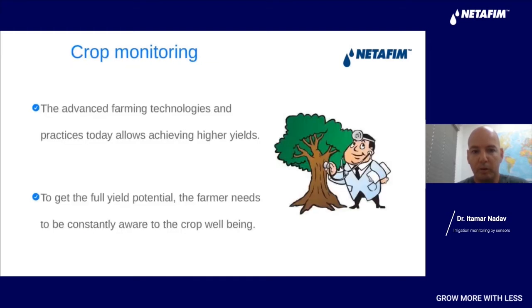About crop monitoring, the advanced farming technologies that we have today allow farmers to achieve much higher yields than they used to. In order to get the full yield potential, the farmer needs to be constantly aware of the crop status, to see that it's developing well, and to see that it's irrigated well. This is the reason why he needs some kind of crop monitoring to assist him with that.